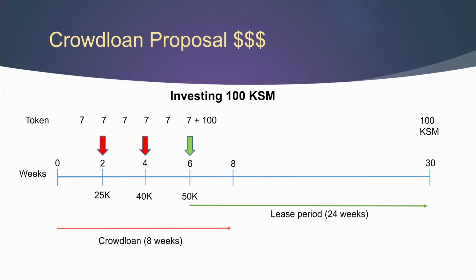Okay, so let's put this on the timeline. If we look at weeks 1, 2, 3, 4, 5, and 6, for each of those weeks, you get 7 of the native token if you invest 100 KSM. On week 6, however, you get an extra 100 because you get that 1-to-1 ratio of native tokens to KSM, and the project won at that point in time. So at the end of the 30 weeks, you get back your 100 KSM. Okay?